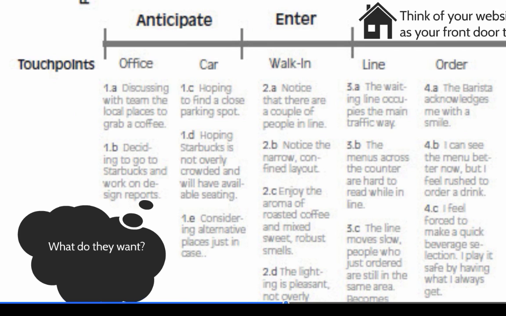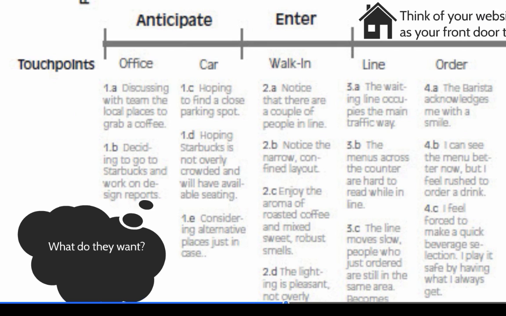During this first phase, we think about, okay, they're going to anticipate what it is that they want. They're at their office, thinking, maybe there are some places we could go grab a coffee, we need to get out of the office, we've been sitting here too long, we need a change of perspective, and here are all of our options. Then we jump in the car, hopefully there's a close parking spot, hopefully it's not too crowded and there's plenty of places to sit. And what if we walk in and it is too crowded? Maybe we'll go down to, I don't know, Pete's Coffee down the street because that's comfortable as well.